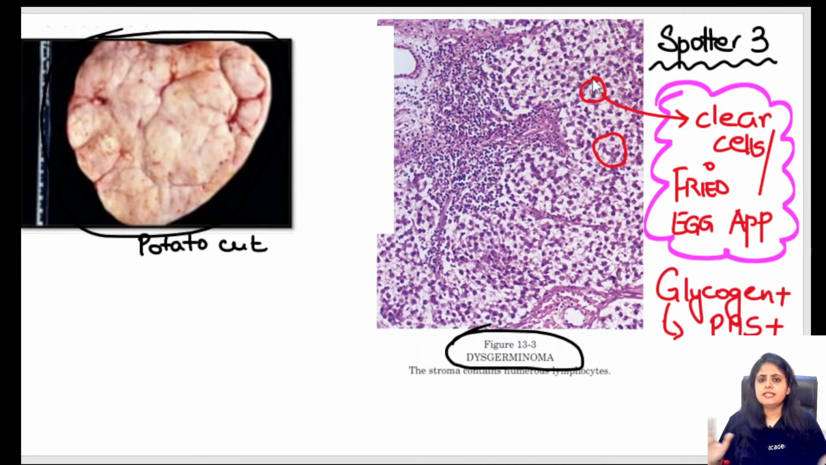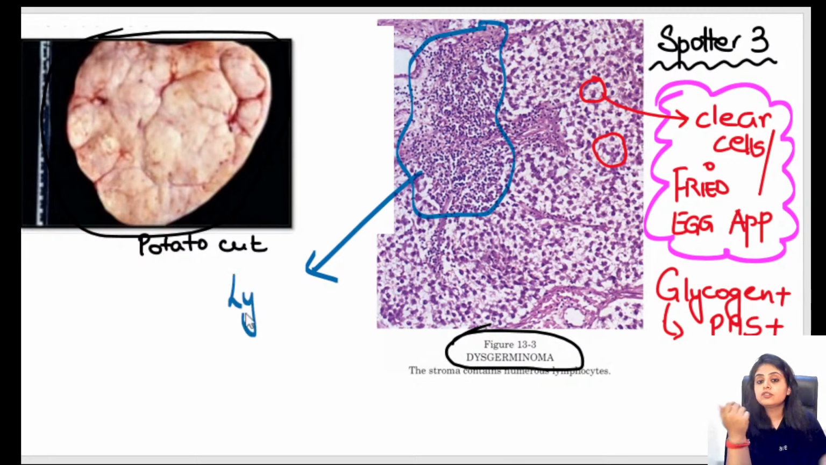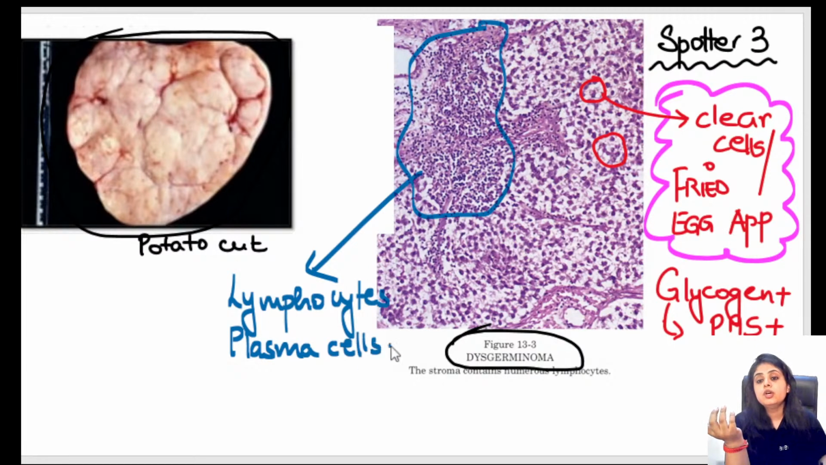So I can see clear cells, and then suddenly there's this area where I see too much blue. If you look carefully, there's a blue dot dot dot kind of appearance. What is this blue dot dot dot appearance? Lots and lots of lymphocytes and plasma cells. That is something very characteristic of this particular tumor. It will show you numerous lymphocytes and numerous plasma cells.